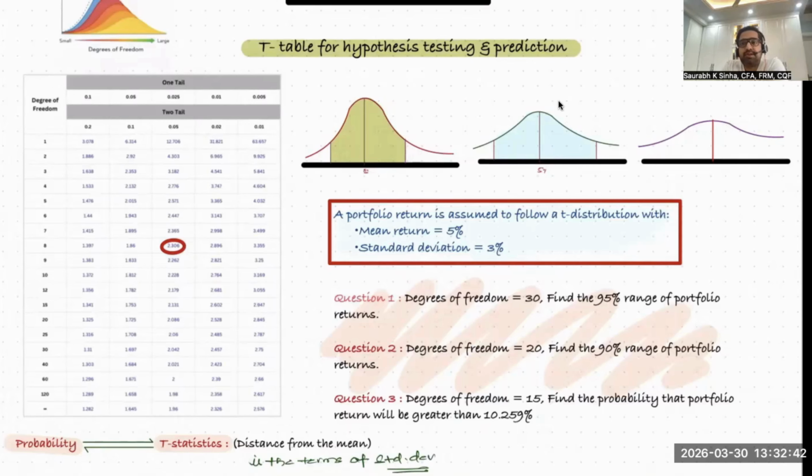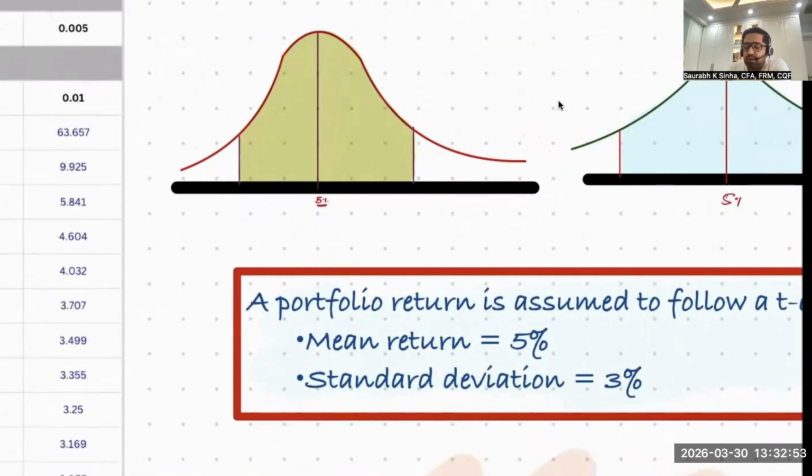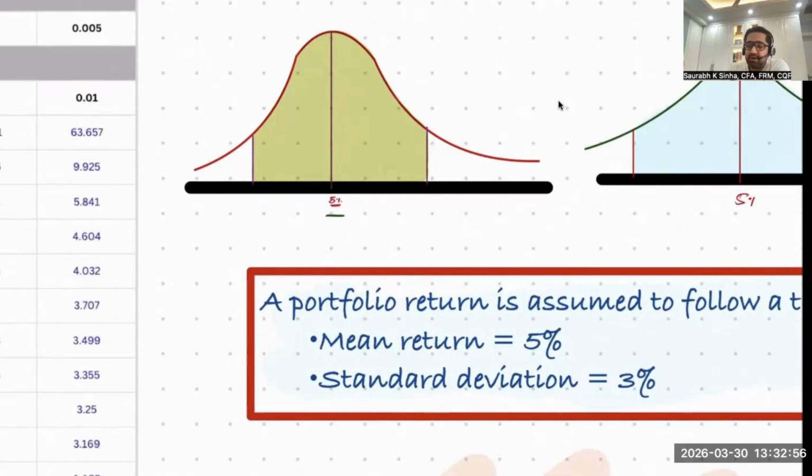Distance from the mean in terms of standard deviation, that is your t-statistic. How many standard deviations away your point is from the mean. For example, I have a portfolio return of 5%, and I want to know how many standard deviations 8% is away from the mean, where the standard deviation is 3. It is only one standard deviation away from the mean. So 1 becomes the t-statistic, or you can say the t-statistic for 8% is 1.